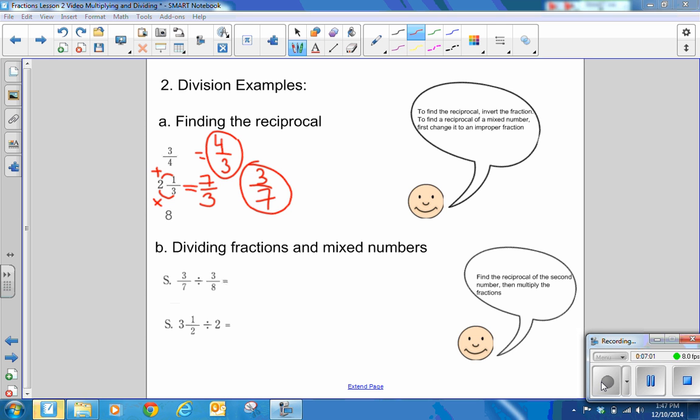If you have a whole number, it's best to put it over 1. And now I know that if I want to flip 8 over 1, I will get 1/8. So 1/8 is the reciprocal of 8.